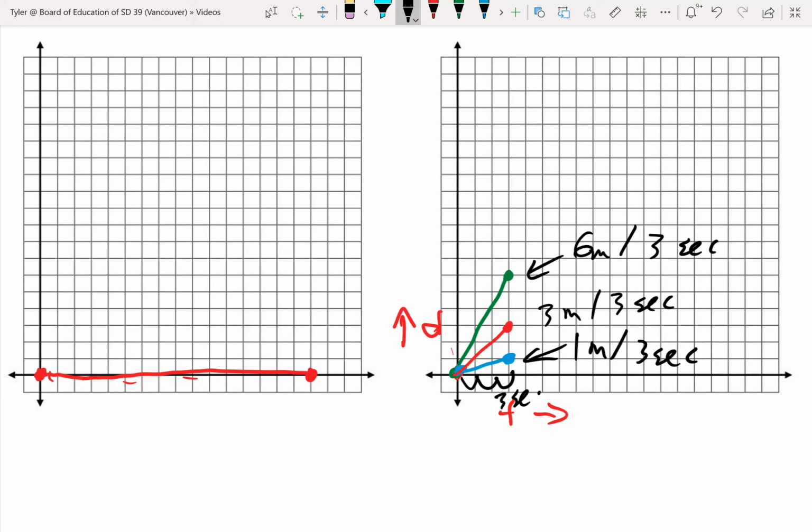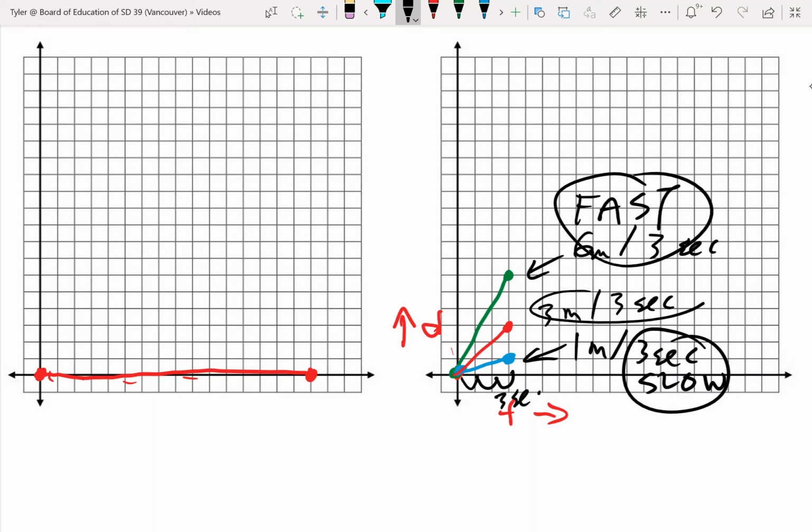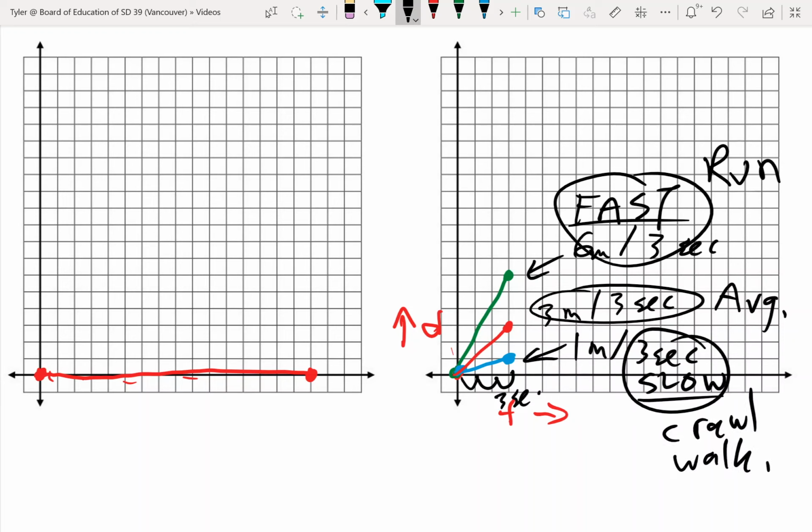So what you can see is that the steeper the line is, it means that they're going fast. If the line is very shallow, it means they're going slow. If it's somewhere in the middle, it's going to be like average or whatever. Now, these are relative. Next unit, we'll talk about how to calculate the actual speed, but for now, I'm okay with you just saying fast, slow. The other words you can use is like run or crawl or walk, something like that to signify speed.